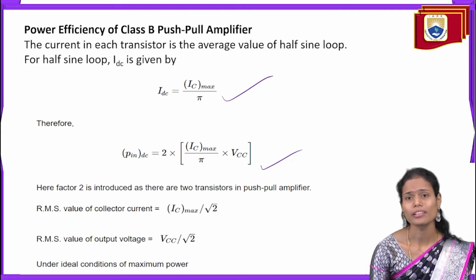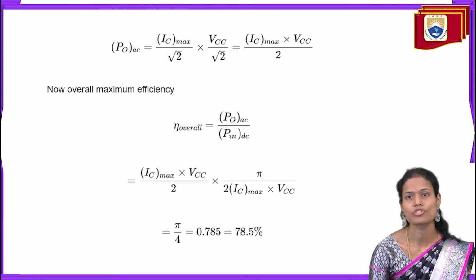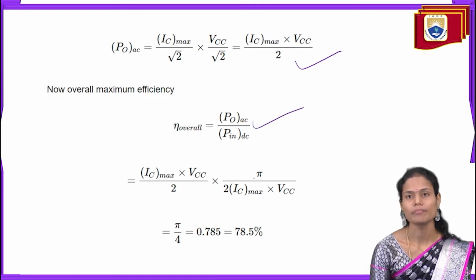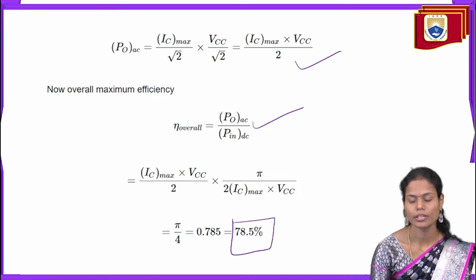And then to find the AC power, we require the AC RMS collector current as well as the RMS output voltage. From these two values, we can calculate the AC power. Once we know the AC power and DC power, if you substitute in the efficiency equation, we will get the overall efficiency of the class B push-pull amplifier, that is 78.5%.